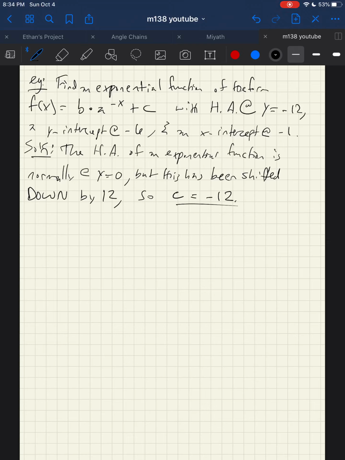So now, I'm just going to lightly cross that out because I've used that piece of information. Now, I'm going to use the next piece of information. So if I know something about the horizontal asymptote of my graph, is that going to tell me about the x-intercept or the y-intercept? Just think about it for a moment.